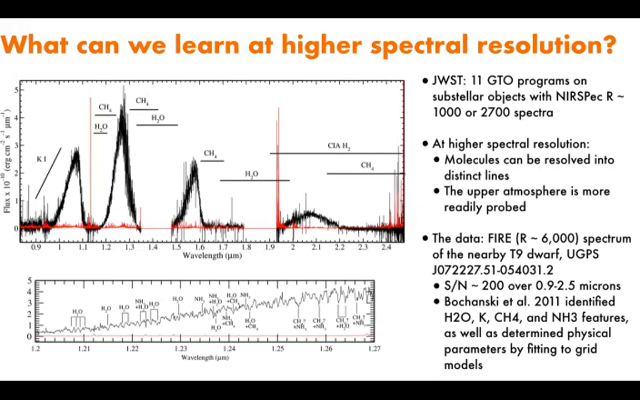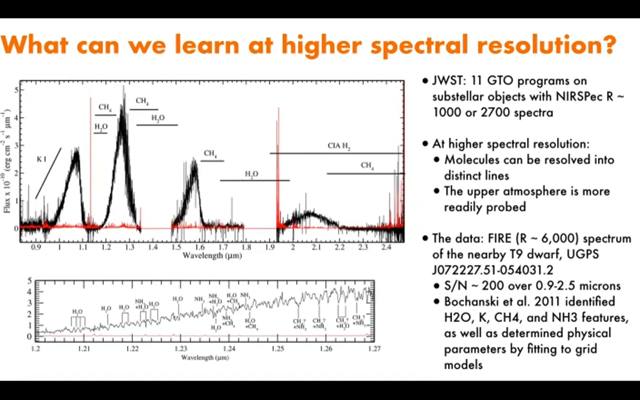To start to answer this question, I've been working with a FIRE spectrum. FIRE is an Echelle spectrograph for the Magellan telescopes, and this is a spectrum of a nearby T9 dwarf, 0722, as I will call it as a nickname. This is a very well-studied brown dwarf and is actually one of those objects that we're going to observe with James Webb. The spectrum here on the left is at a resolution of about 6,000, covers 0.9 to 2.5 microns simultaneously, with a pretty high signal to noise.